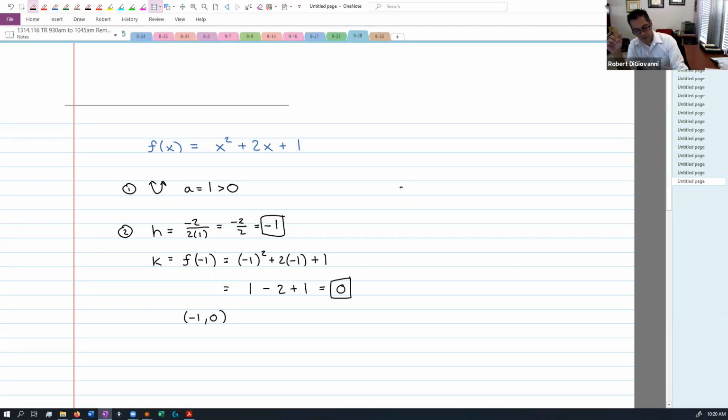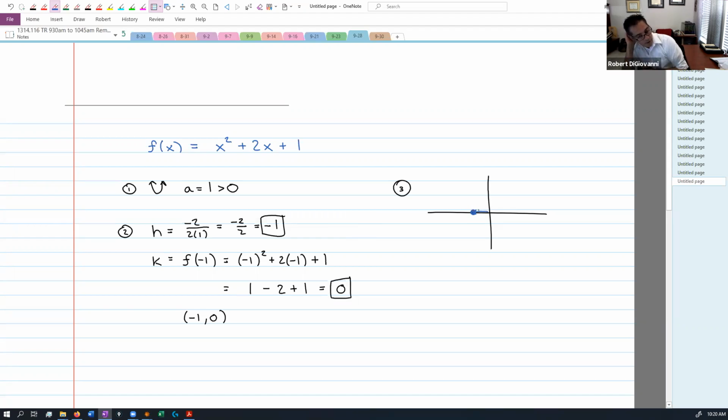Third step, quick sketch. So I need to go to my vertex. Where's my vertex? Just to the left a little bit, right? I just move to the left. I don't go up or down, do I? I don't go up or down. So I just have a point here.